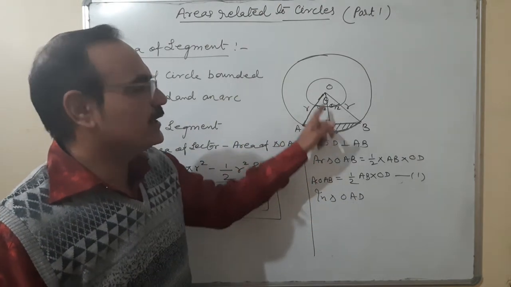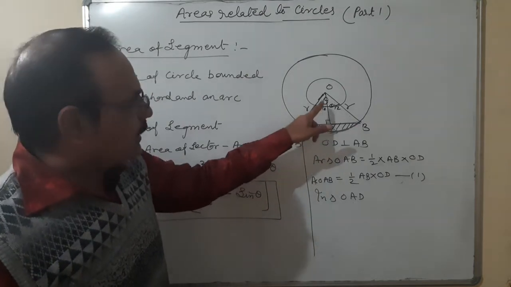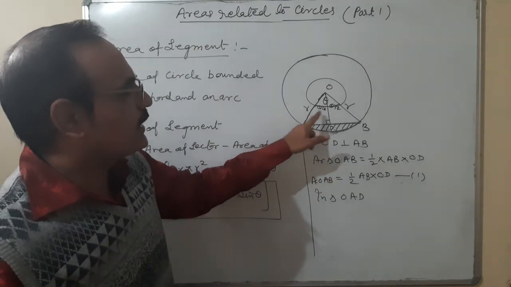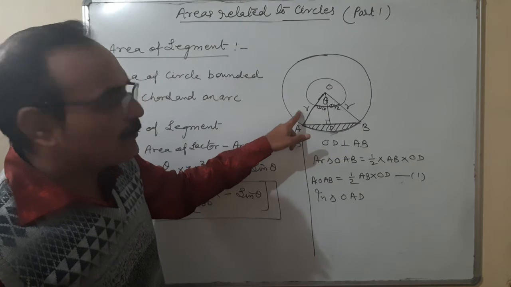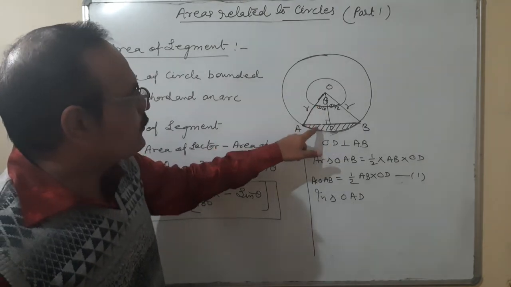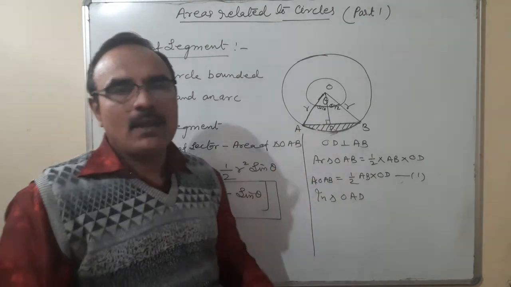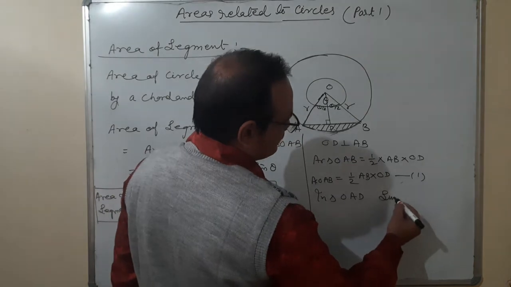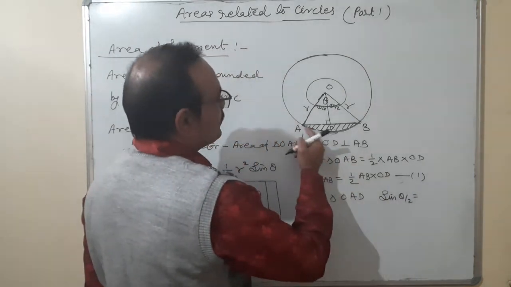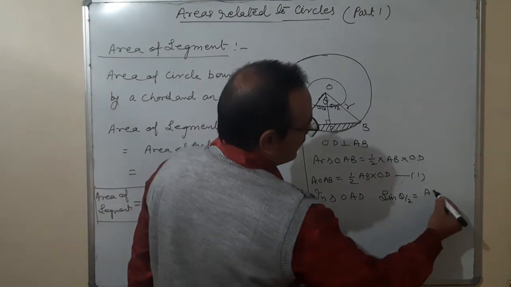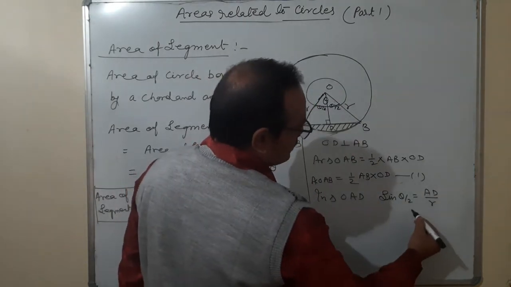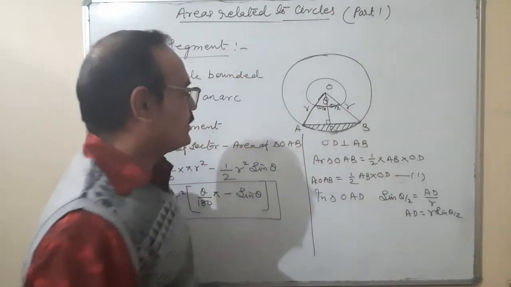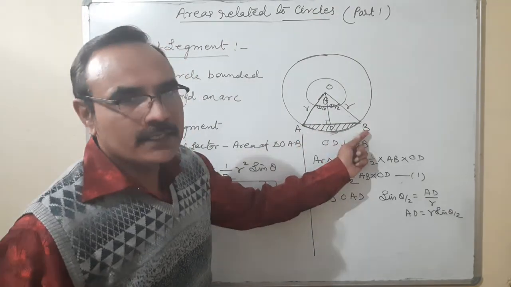In triangle OAD, this angle is theta by 2. Its just opposite side is treated as a perpendicular. Hypotenuse is opposite of 90-degree, and this is the base. So this hypotenuse is known, and we are going to find out the perpendicular. Perpendicular upon hypotenuse, that means we are using here sine. So sine theta by 2 is equal to perpendicular upon hypotenuse. That means AD upon hypotenuse R. So the value of AD is equal to R sine theta by 2. And double of AD is equal to AB.